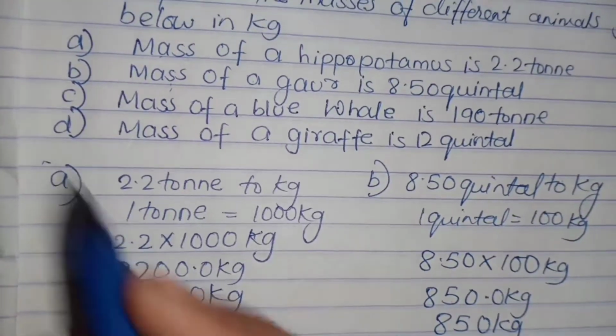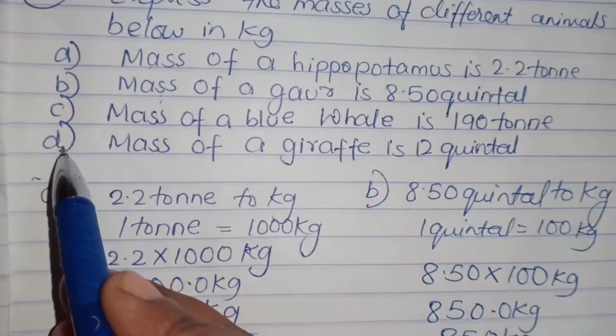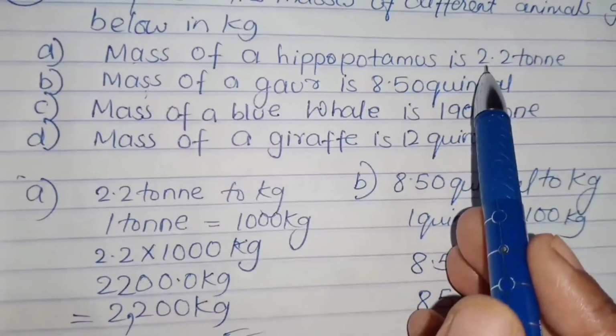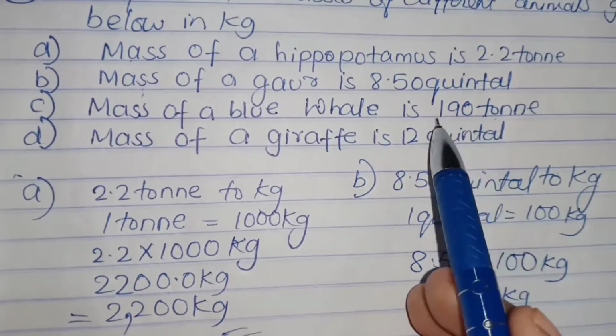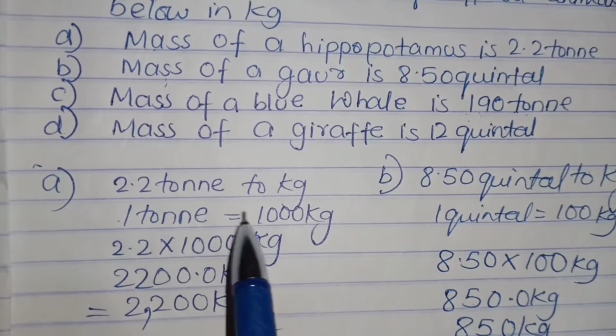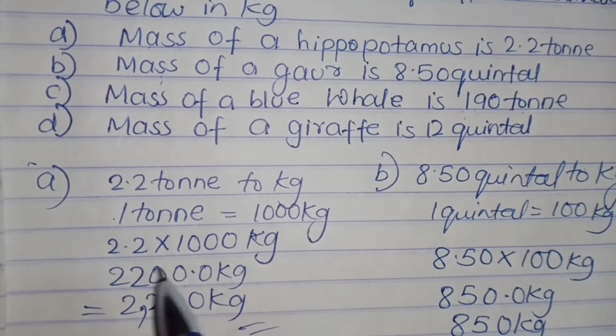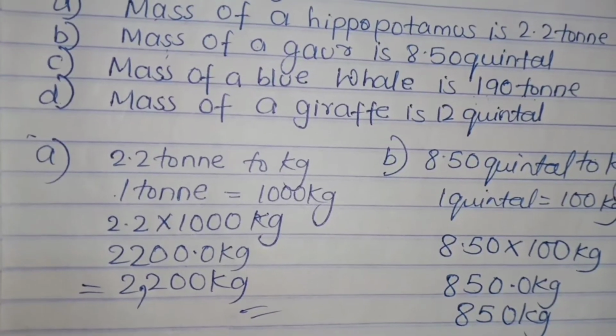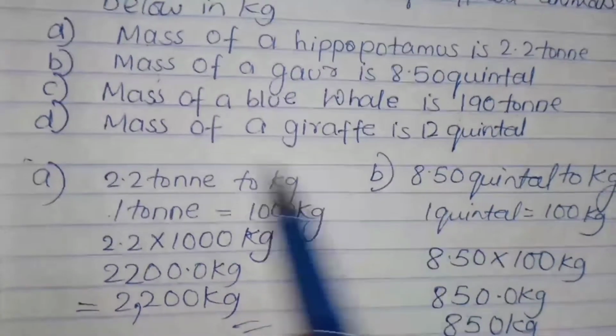Okay, number C and D will be your homework. Okay, same way you will do. See, this is 190 ton. I have done number A, and this 190 ton, you have to convert to kg. Same way you will write 1 ton is equals to 1000 kg, and you will multiply and you will put the comma according to the international system. Okay, and same way you will do number D also.